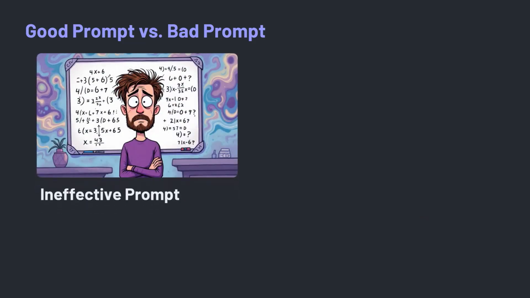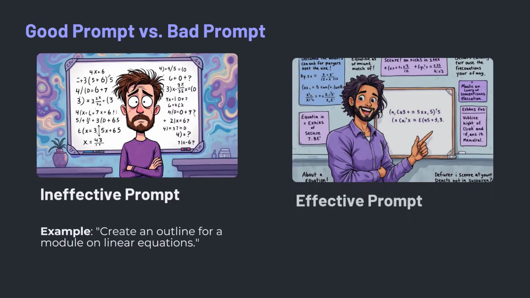So here's some examples. So here's an ineffective prompt. Create an outline for a module on linear equations. I told it that I wanted a module on linear equations, but I didn't say how long that module was. I didn't say what my timelines were. I didn't specify any types of activities. I didn't tell it to give me any specific text or questions or how I even want it formatted?